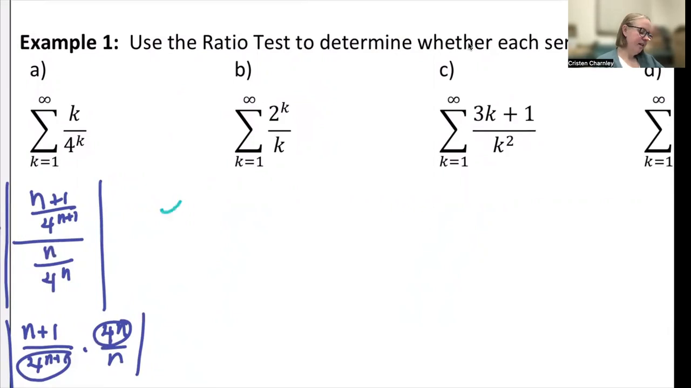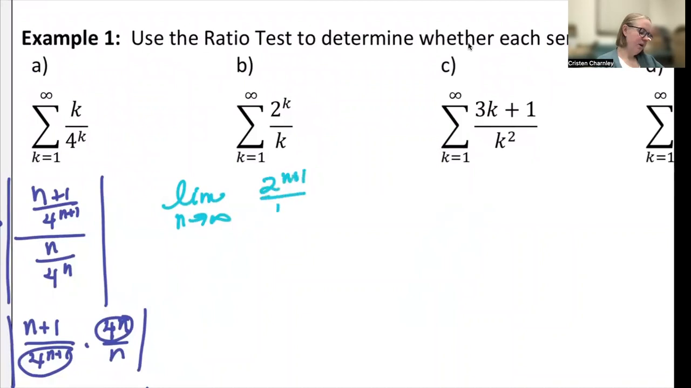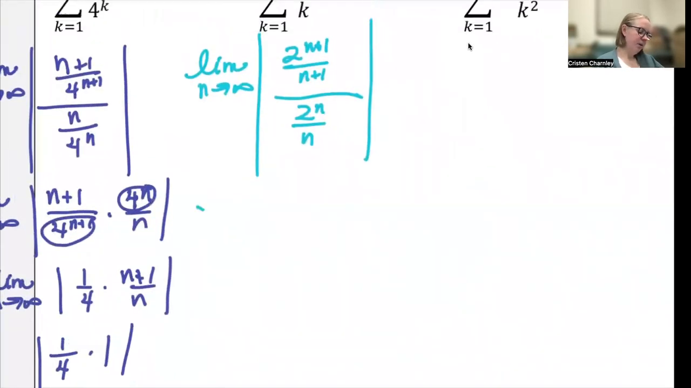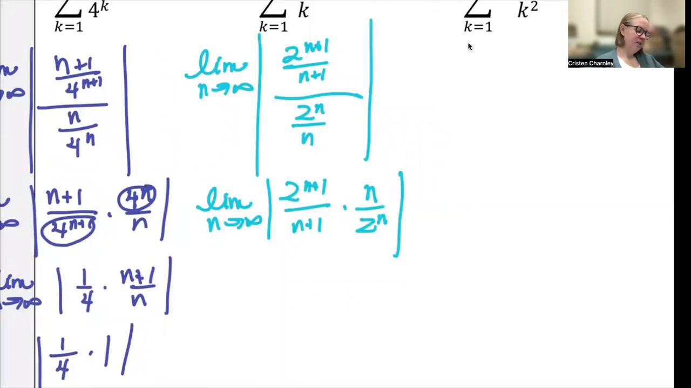So ratio test again. Limit as n approaches infinity, 2 to the n plus 1 over n plus 1, all over 2 to the n over n. Instead of dividing by the fraction, we're going to multiply by the reciprocal. 2 to the n plus 1 over n plus 1 times n over 2 to the n. Those n's are going to cancel out. So 2 to the n plus 1 is really 2 to the n times 2 to the first. The 2 to the n's cancel out. I'm going to put a 2 in the numerator. This is 2 times n over n plus 1.